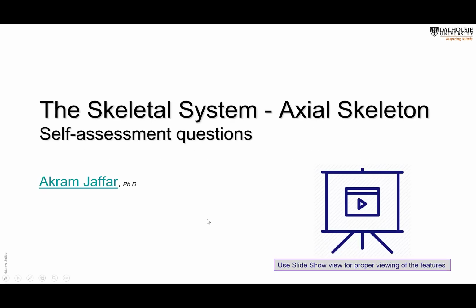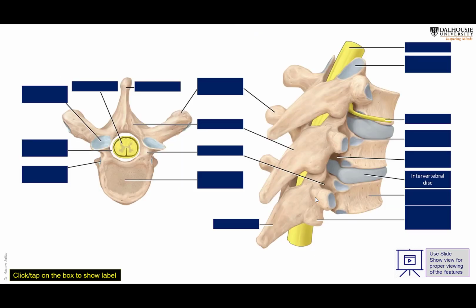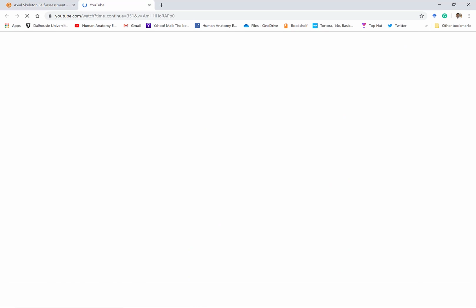The self-assessment questions are in the form of an interactive PowerPoint presentation. You are required to identify some labeled structures. You can click or tap on the boxes to reveal the answer. The questions are for your self-assessment, and you are not required to submit the answers as an assignment. You will notice that not all the topics are accompanied by virtual lab videos. Please keep in mind that the lab component constitutes 20% of the total mark. So first of all, view the video.